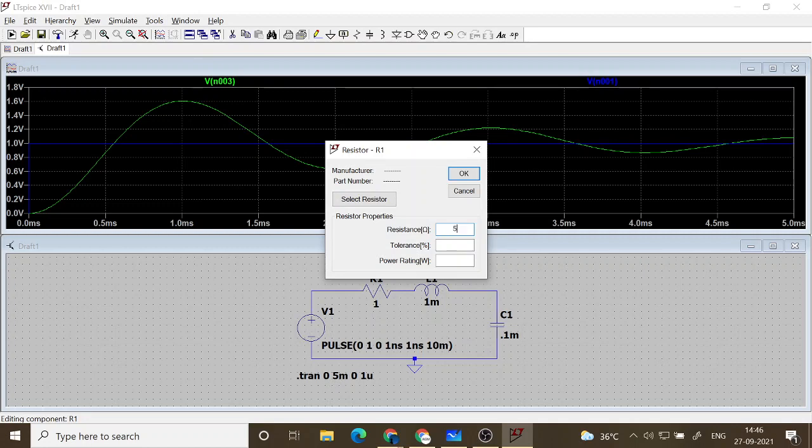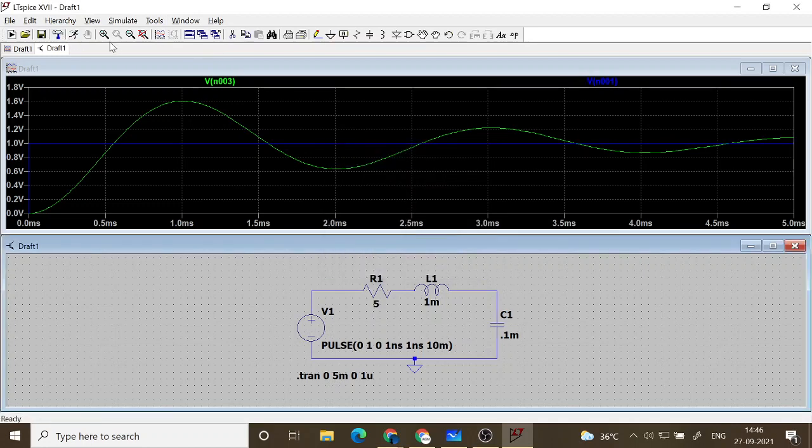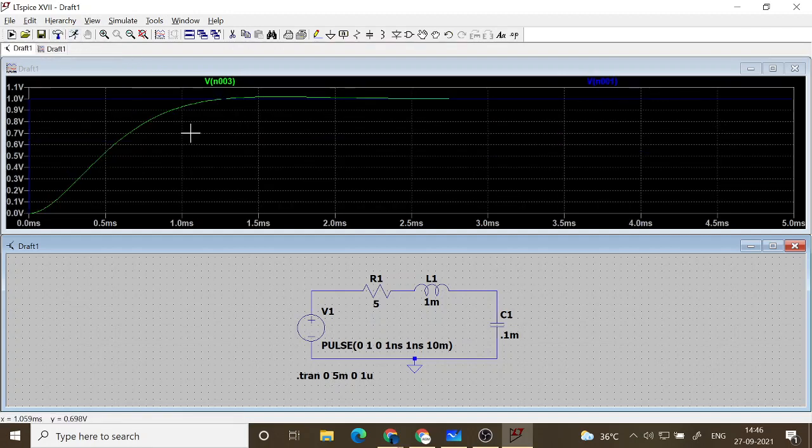Now if I put somewhere in between, then again you can see that it just goes above, and then it comes to 0, there is no much oscillation here. Oscillation is just a little bit there. It goes a little bit above, and then it comes down, and then it converges to 1 volt. Okay, so the behavior so much depends on this resistance value.